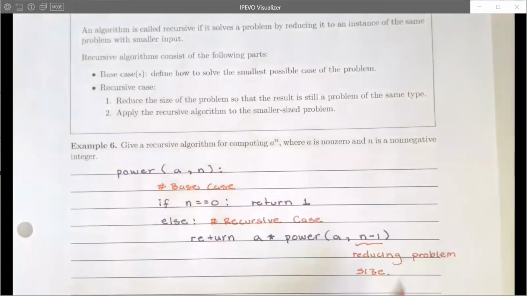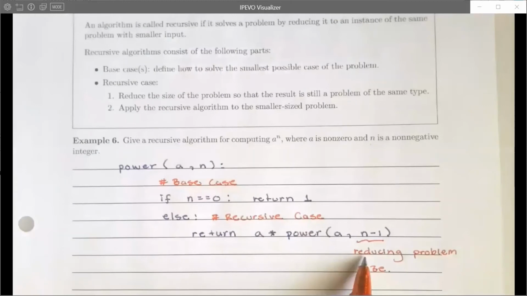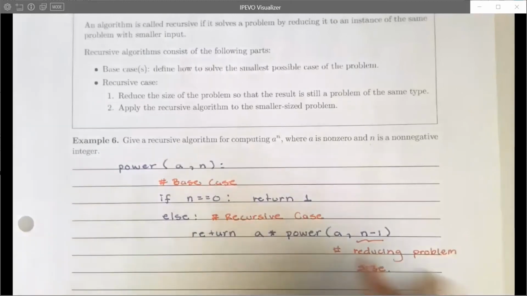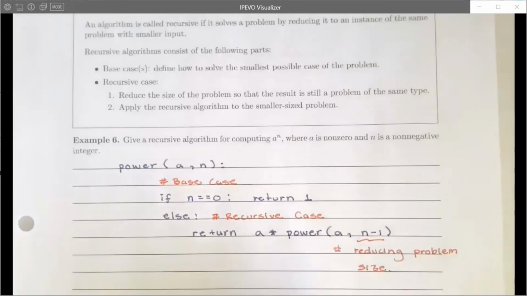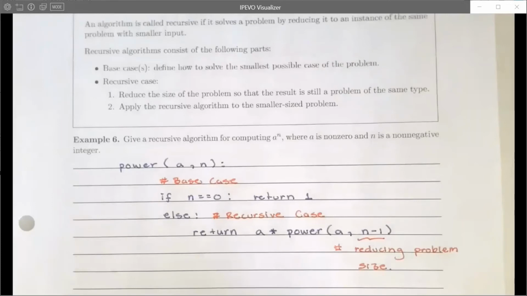So here I'm just writing a comment for ourselves. This is reducing the problem size, and the reason why is because we no longer have to calculate a to the n. We now have to calculate a to the n minus 1. And it's always a good idea to perform a trace through.